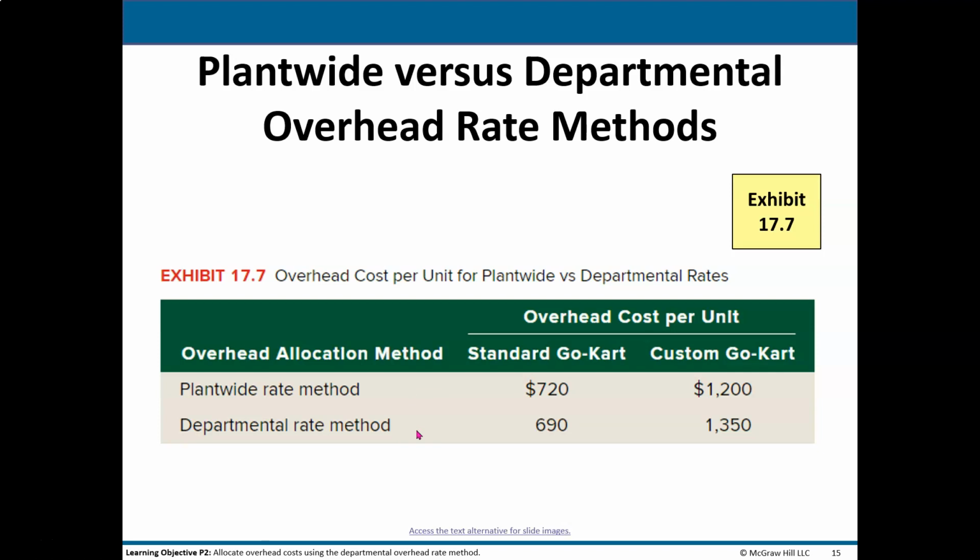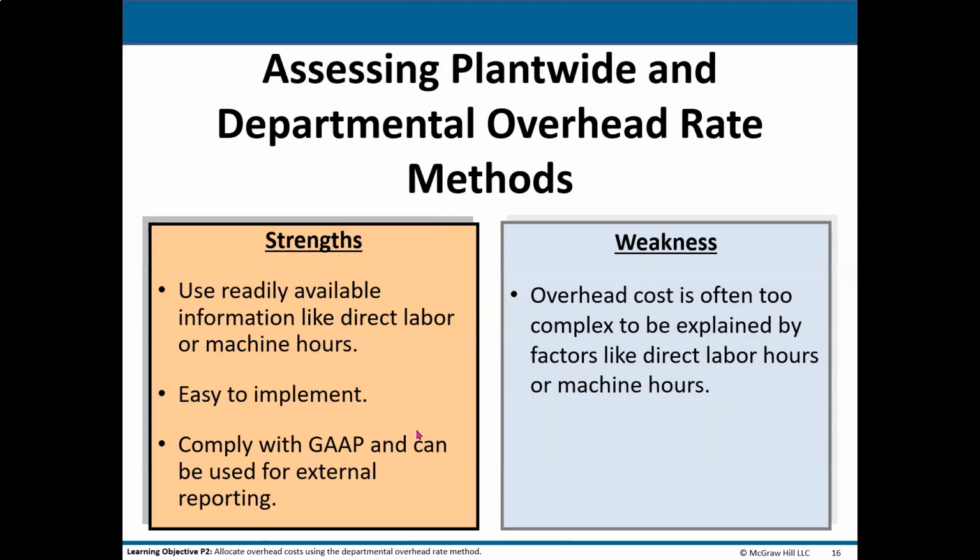Now, let's take a look at assessing the plant-wide rate and the department overhead rates. What are some of the strengths? Well, they're easily available. I mean, with direct labor hours or machine hours, we can easily compute those estimated hours based on how many units we expect to produce. And then it's really easy to implement. And it also complies with GAAP. It can be used for external reporting.